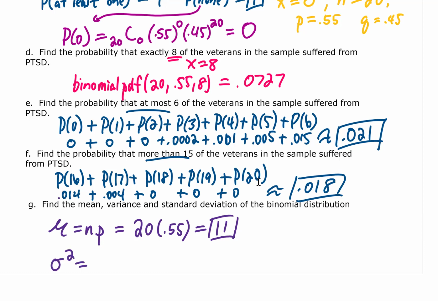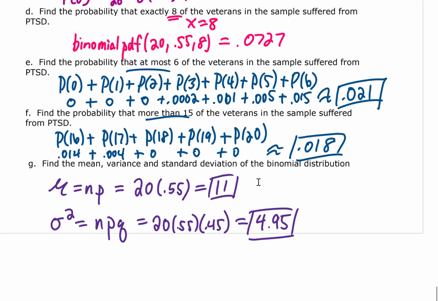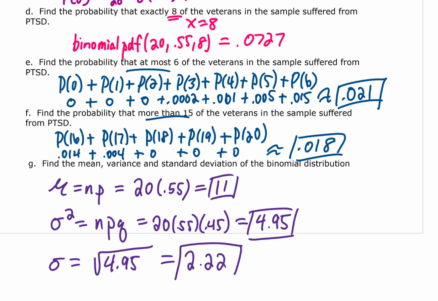As far as variance is concerned, that formula is pretty simple too. It's just n times p times q. If we multiply those three numbers together, we get 4.95, and that is our variance. As far as our standard deviation goes, as always, we can take a square root of our variance, and that is giving me 2.22 approximately for our standard deviation. So these formulas here should probably go on your note card as well. Note that these only work for binomial distributions.